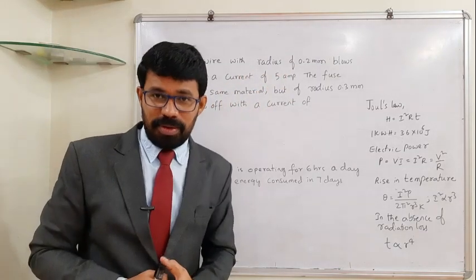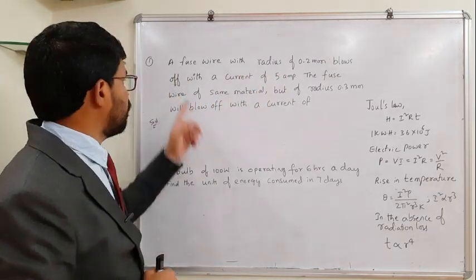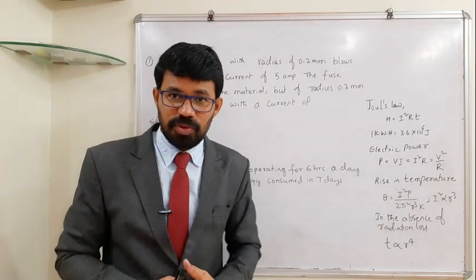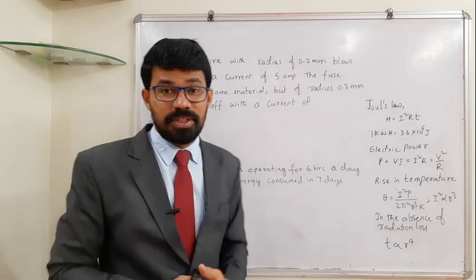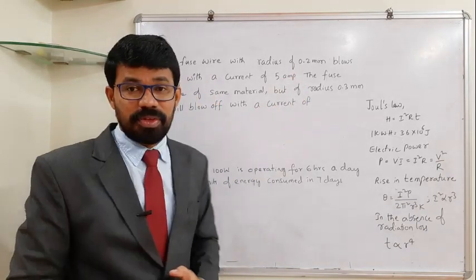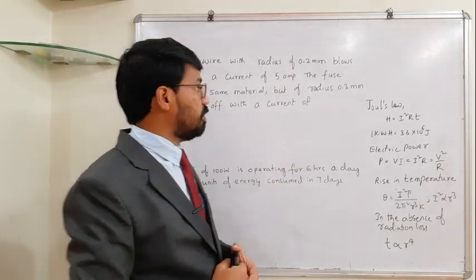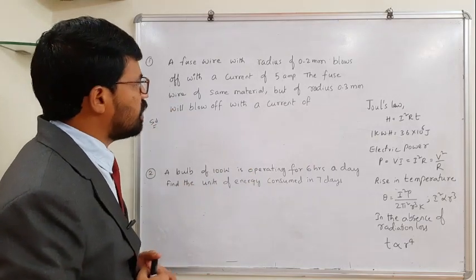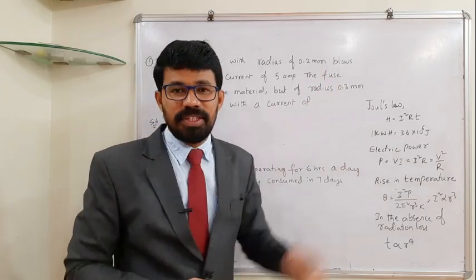given as 0.2 mm. What was the radius? 0.2 mm. And it blows off with a current of 5 amp. So when a current of 5 amperes is flowing through this fuse wire, whose radius is 0.2 mm, it blows. The fuse wire of the same material but of radius 0.3 mm. Now what has happened? The fuse wire's thickness is increased.